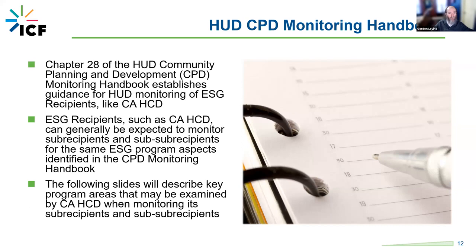I've seen very few communities use the full CPD handbook as part of their ongoing monitoring processes for subrecipients. The upcoming slides are going to describe those key program areas that may be examined by HCD when monitoring their subrecipients and subsubs. Again, these areas are derived from the CPD handbook, but if you are in your head now thinking, oh, I should go look up that handbook, it's going to be exactly what will be monitored on, I would caution against that, as it's likely to look different than that. Next slide, please.